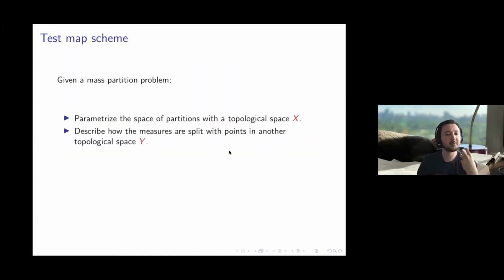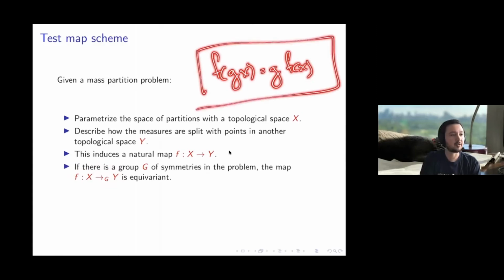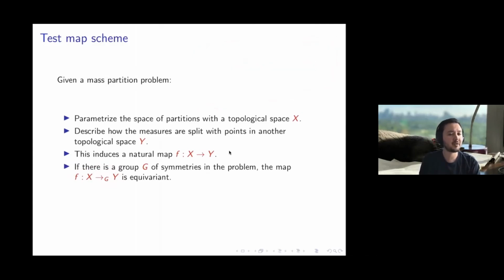And then you describe how the measures are split, maybe using another topological space Y. This was our real space in this case. And it's usually just a real space telling us how much you have of each measure, or which is the largest size, or things like this. And so this induces a map from X to Y. You give me a partition that's a point in X, I'll tell you how it's splitting the measures, that's a point in Y. Now, if you have some symmetries in your problem, such as flipping the side of the hyperplane, you'll have a group G acting on both spaces. And the way you're trying to construct these things is that this function is equivariant, meaning that f of gx is g f of x, where this is the action of the group. Okay, so it plays nicely with the action of the group.